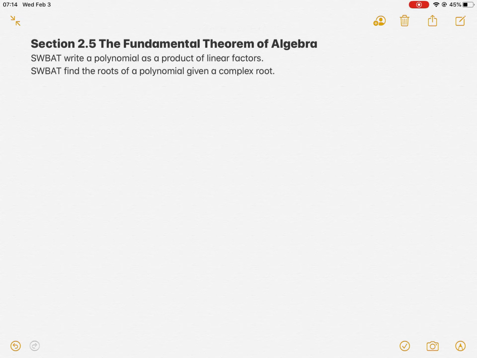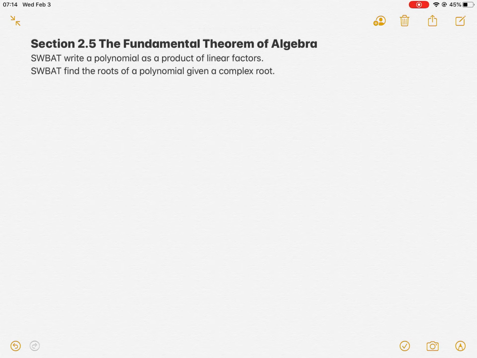So the next section we'll be covering is section 2.5, which is the fundamental theorem of algebra, a pretty large result and quite the name. That being said, we're not going to do too much in this section. Really, the main result is that we can write a polynomial as a product of linear factors, which we'll see in a moment here. And also, we're going to talk a little bit more about complex roots and what we can do with complex roots in a polynomial, kind of to connect back to section 2.4.